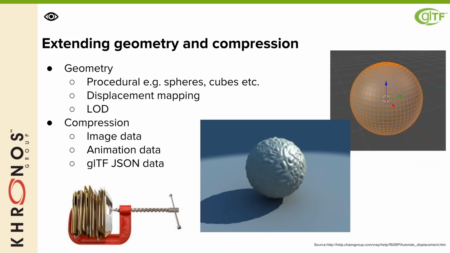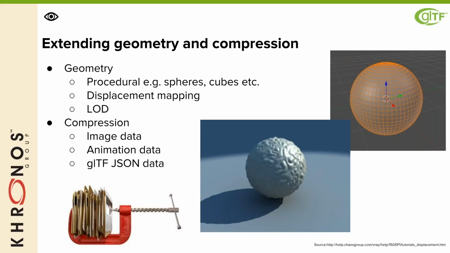Okay, what else could we have in glTF? Geometry. With procedural, I mean, for example, if you have a scene and you want to have spheres and cubes, you always have to store all the data. If you have a really nice sphere and you store it, you need the normals and all the detailed meshes, and it's getting quite large.